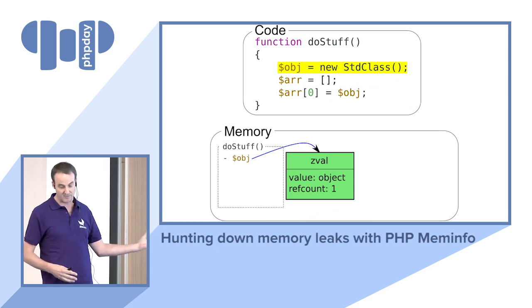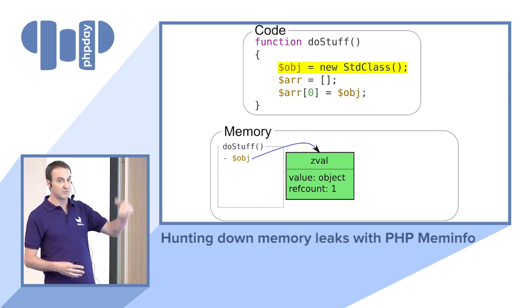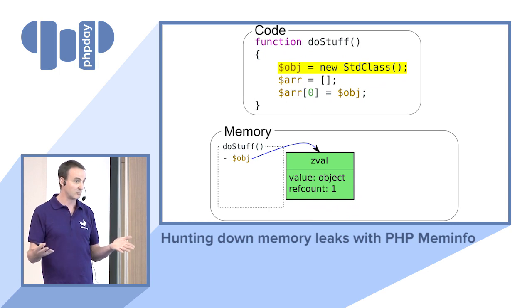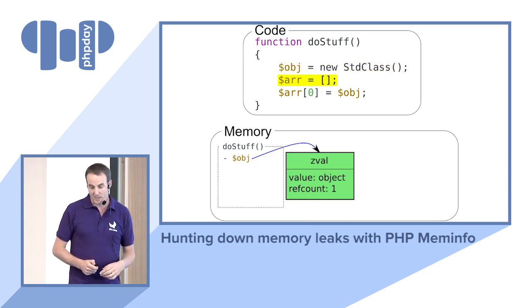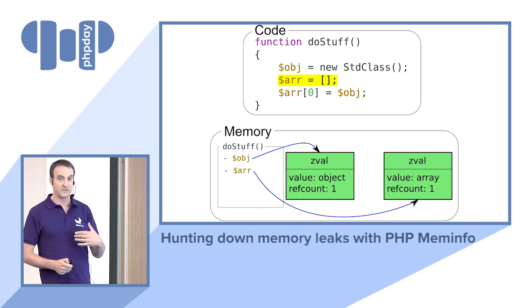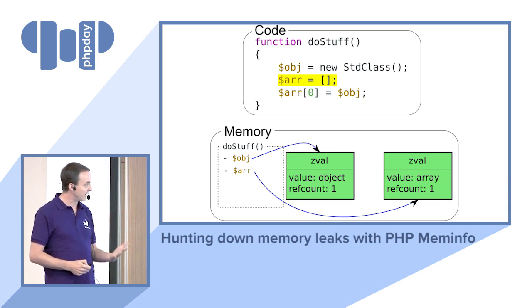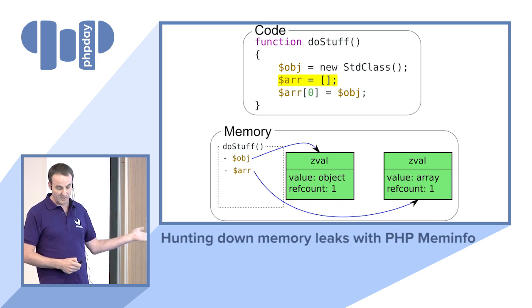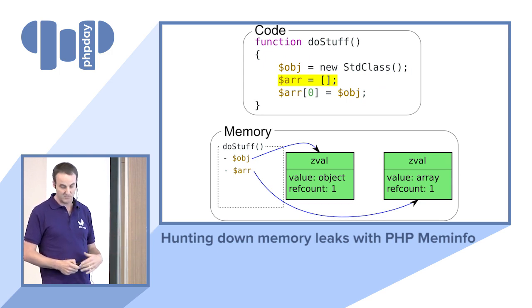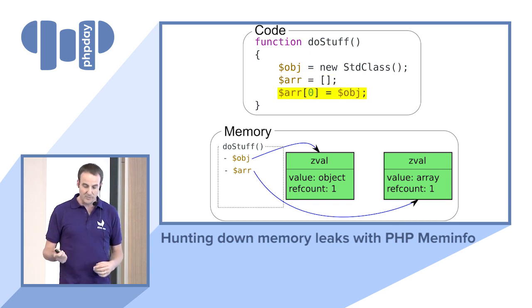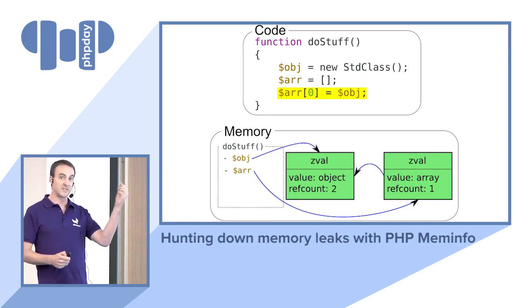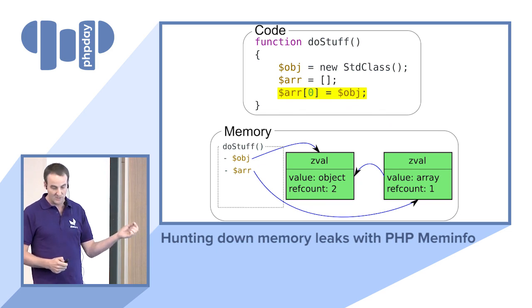So I have my $object variable pointing to the zval, so I have one reference count. Okay. And then I do an array. This creates another zval in memory, this time of type array, and I have another variable pointing to this array, so my ref count is at 1 in this case. Now I put my object inside the first entry of my array, and this creates a new reference between the two zvals. So I have ref count at 2 for my object.